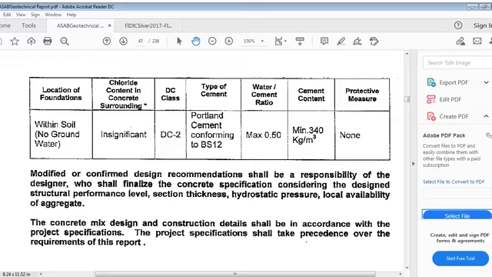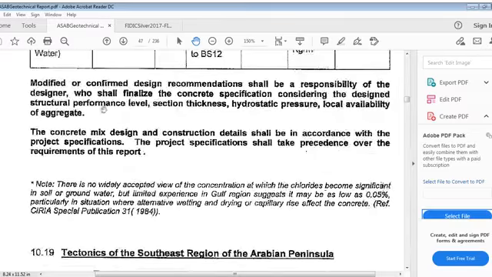Now, the location of the foundation is within soil, no groundwater, chloride contents insignificant, DC class DC2, and type of cement Portland cement content BS12, water cement ratio by mix 0.5, cement content 340 kg minimum per cubic meter, and protective measure none. Now, modified or confirmed design recommendation shall be the responsibility of the designer, who shall finalize the specification considering design, structural performance level, section thickness, hydrostatic pressure, and local availability of aggregate.